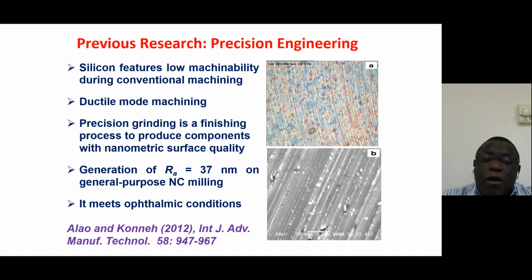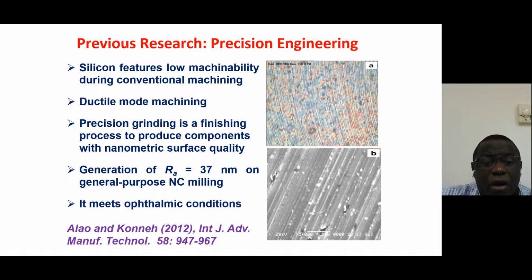And this is the optical microscope image of the silicon surface generated, and this one is the SEM. You can see the ductile streaks that we talk about. What is a ductile streak? It's about the flow of plasticity. You know that when you say plastic deformation, it is just the movement of dislocation by slipping. So that is the basis for which metals deform plastically.